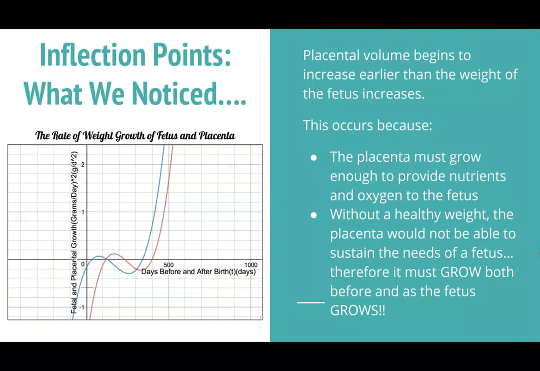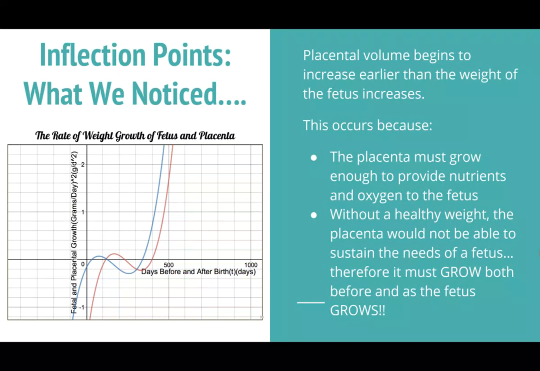Comparing the inflection points for the rate of weight growth of the fetus and placenta, we can see that the rate of the placenta changes prior to the inflection points of the fetal weight. This is because the placenta must grow before and as the fetus grows. Because the rate of weight growth in the placenta began to increase at a decreasing rate, the fetus also began increasing at a decreasing rate as well.